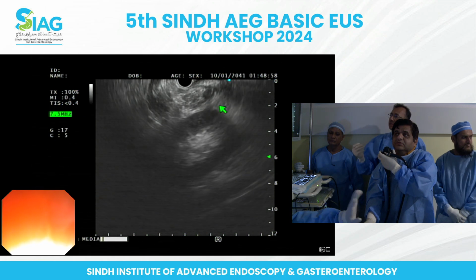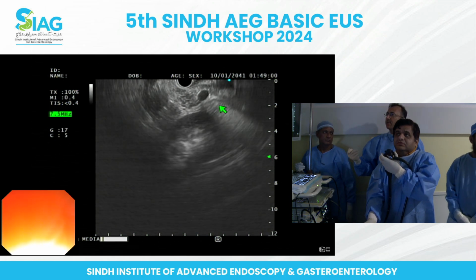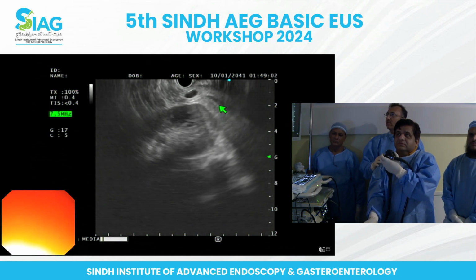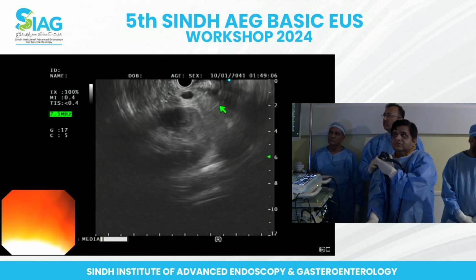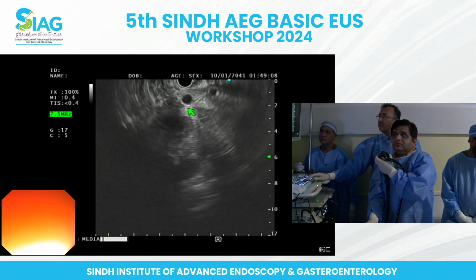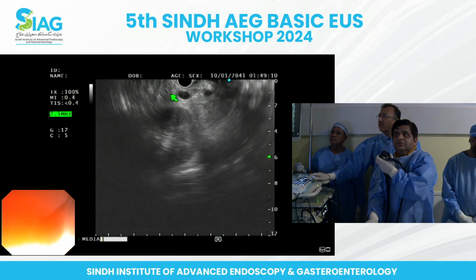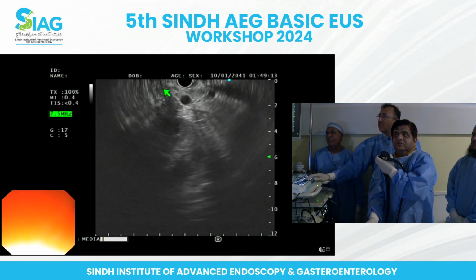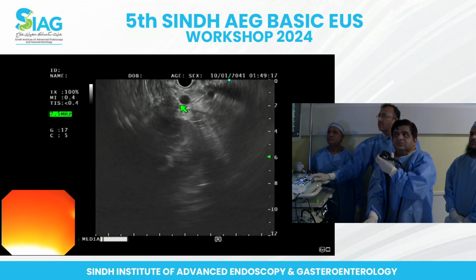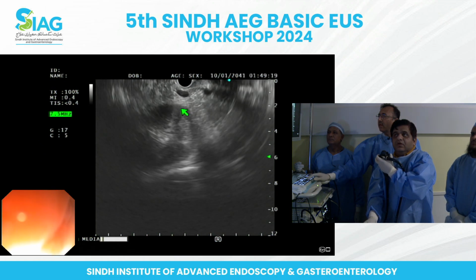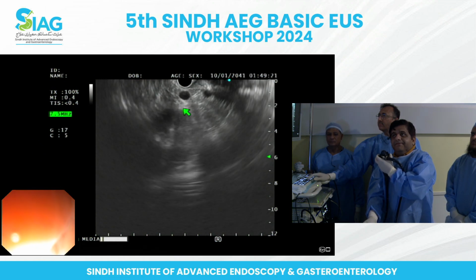So again tip up and slight pull back. Tip up and slight pull back, and rotation to the right, clockwise. Okay, good. You see, we are able to trace it up till this point, and this is the pancreatic duct, right? We can see the pancreatic duct in a much better way, but we are not able to see the tail beyond this particular point.